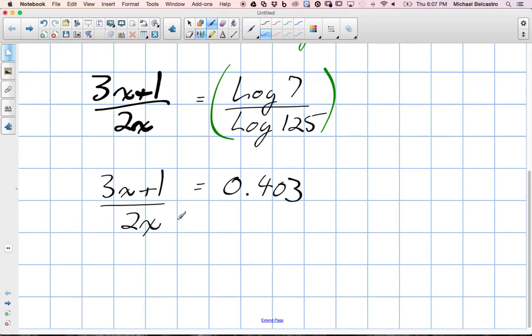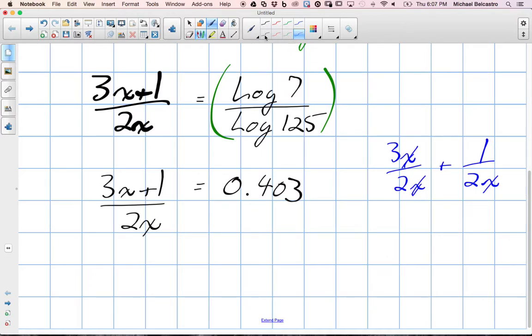Okay, I could split this side also. I could turn this into 3x over 2x plus 1 over 2x. And that would essentially make our x's cancel out. We have 3 over 2 plus 1 over 2x. We can move 3 over 2 to the other side. It'll give us another value.